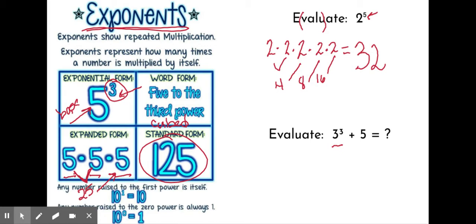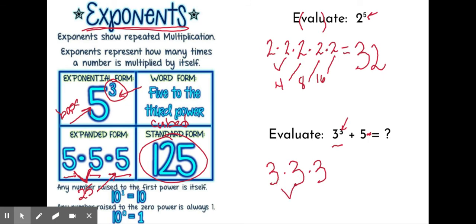Now you'll notice that 5 does not have an exponent on it. There's nothing there. So that number is just 5. It's a constant. So in order to evaluate this, I first have to start with that exponent. 3 to the 3rd power means 3 is that base number. That's the number I'm multiplying times itself. And then I have 3 of them.